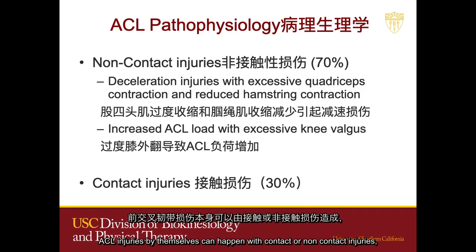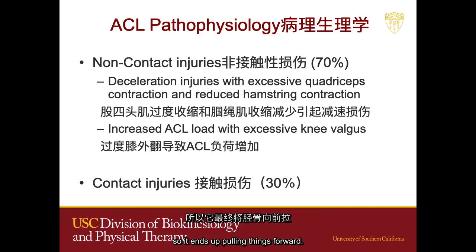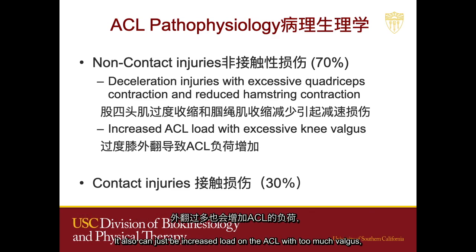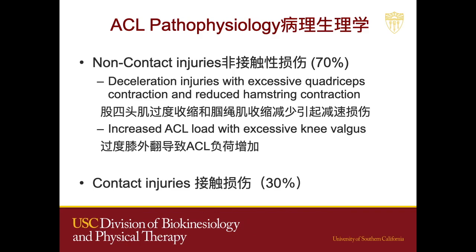ACL injuries by themselves can happen with contact or non-contact injuries. So non-contact injuries would be some sort of just deceleration where you have the quad contracting too much and the hamstring isn't contracting enough, so it ends up pulling things forward. And that happens about 70% of the time. So it's less likely that we get hit by somebody and more likely that we just have this muscle imbalance. It also can just be increased load on the ACL with too much valgus. So it's either quad that contracts too much or a valgus force.